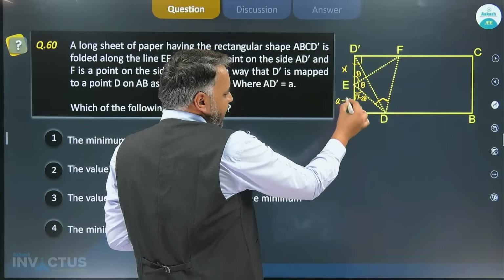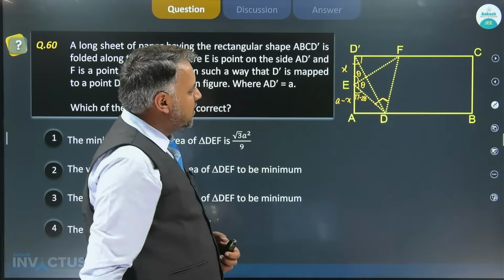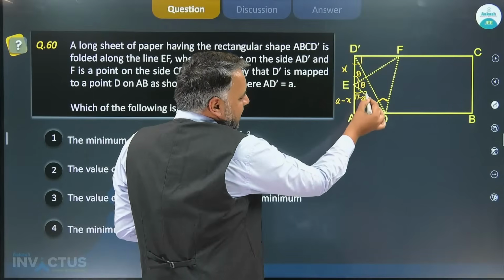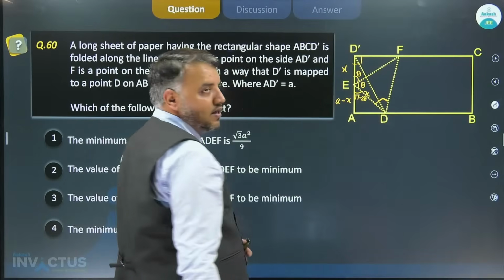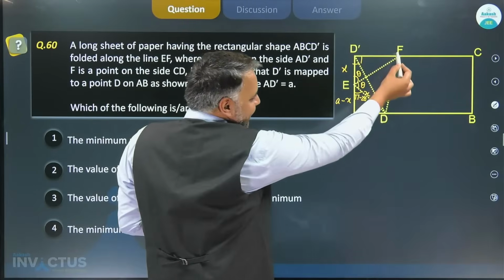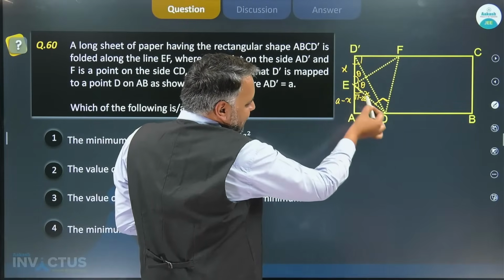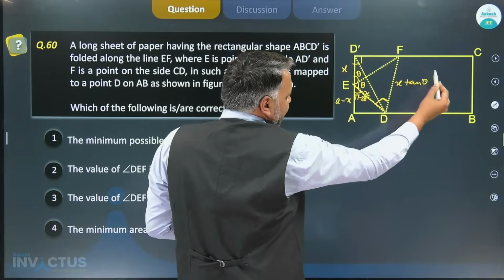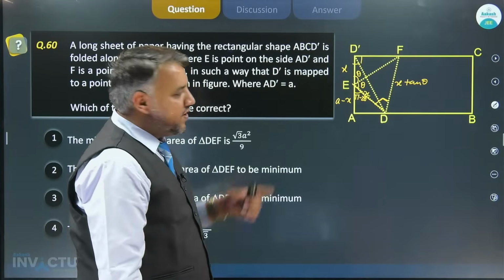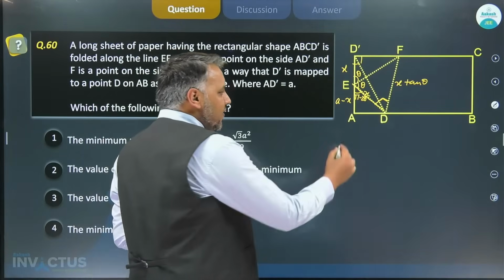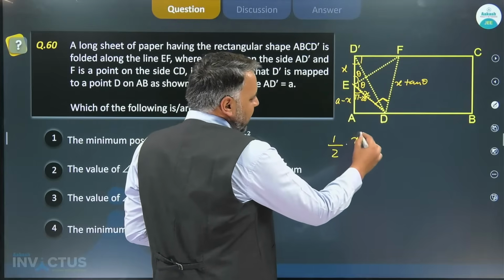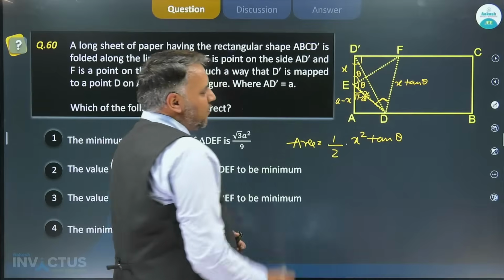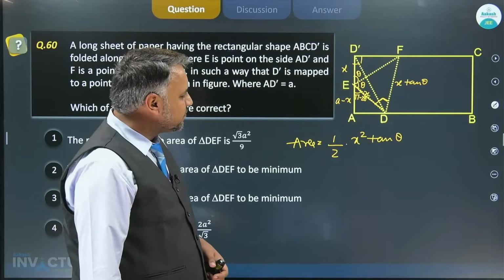So let's assume this ED dash portion as x. So this will be a minus x if side length of this AD dash is given as a. If this is x, then this ED length will also be x. Now in this right angle triangle FDE, the base is x, this angle is theta, so this must be x tan theta, FD. So we can calculate area directly. This is a right angle triangle, so half into x square tan theta. This will be the area of triangle EDF, right?